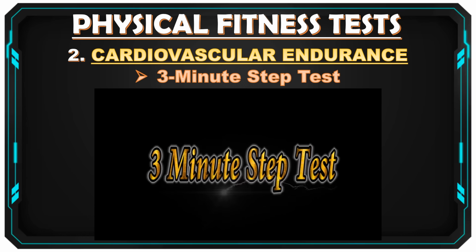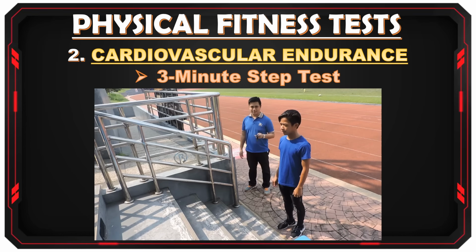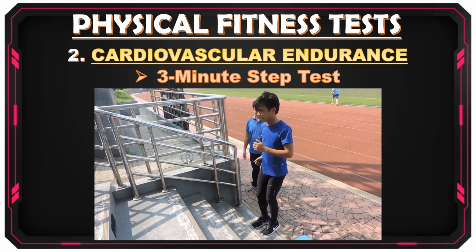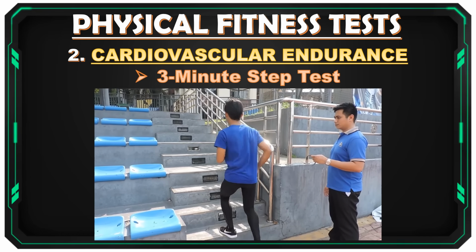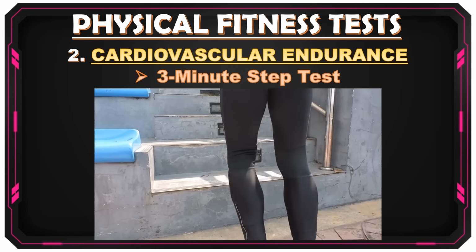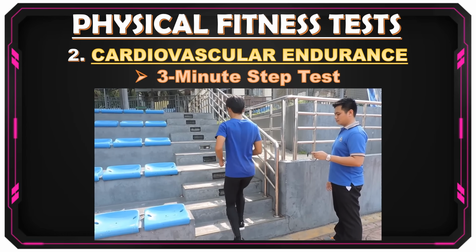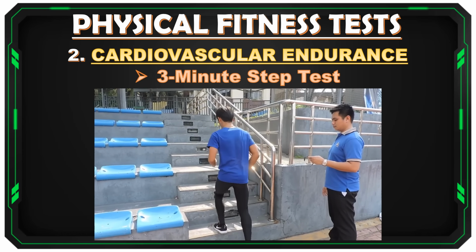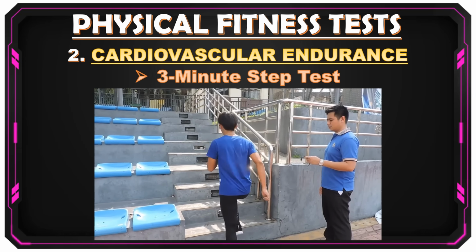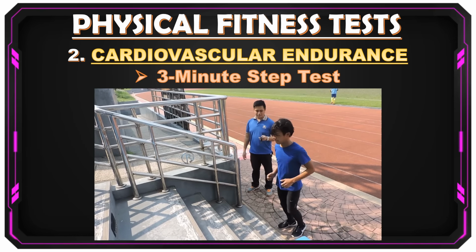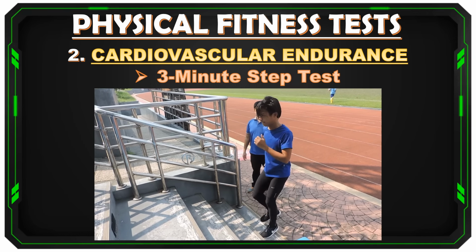3-minute step test. For the performer, position at least 1 foot away from the step or bench. At the signal go, step up and down the step or bench for 3 minutes at a rate of 24 steps per minute. One step consists of 4 beats, that is, up with the left foot, count 1, up with the right foot, count 2, down with the left foot, count 3, down with the right foot, count 4.